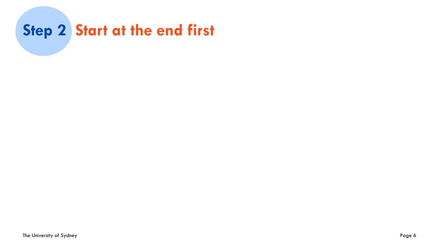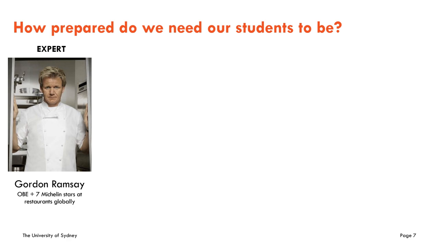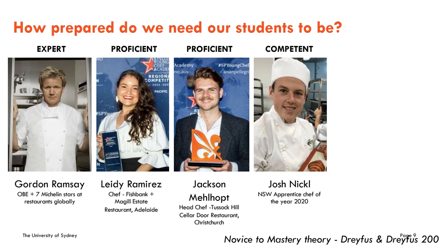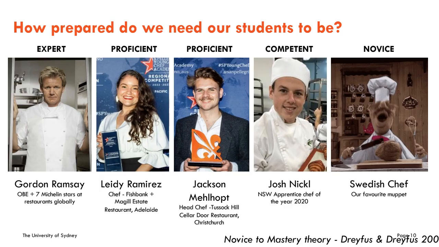My second piece of advice is to start at the end first, and think about what level of preparation you need for your students. Do you need a Gordon Ramsay style multiple expert? Do you need a proficient expert like a head chef? Or do you have a competent person, like a really qualified, well-rounded apprentice? And hopefully you don't have a Swedish Chef Muppet, a novice, at the end of your programs.